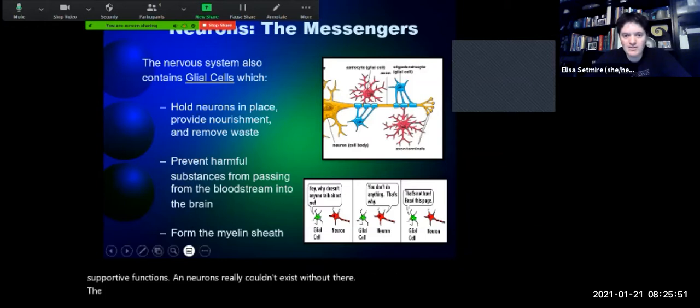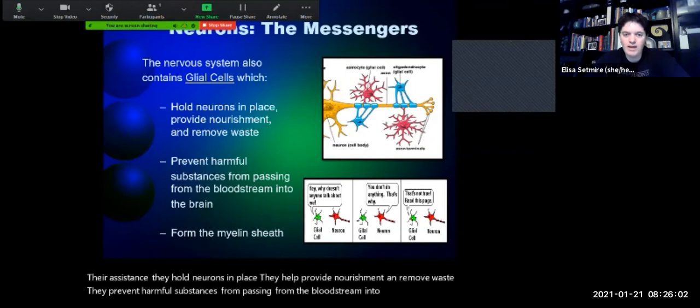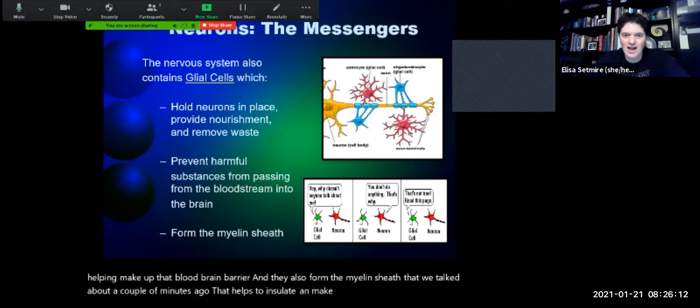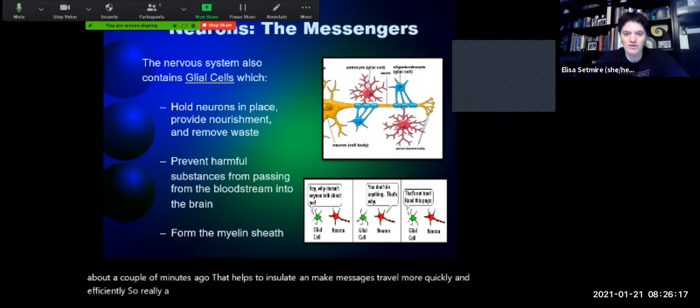They hold neurons in place. They help provide nourishment and remove waste. They prevent harmful substances from passing from the bloodstream into the brain, kind of helping make up that blood-brain barrier. And they also form the myelin sheath that we talked about a couple of minutes ago that helps to insulate and make messages travel more quickly and efficiently. So really a very important helper cell. And we have billions and billions of these as well.